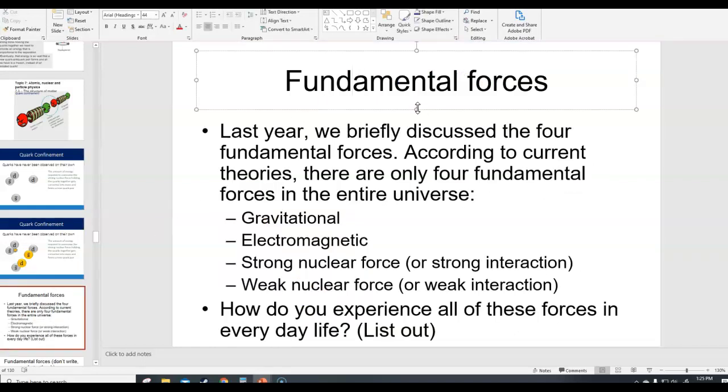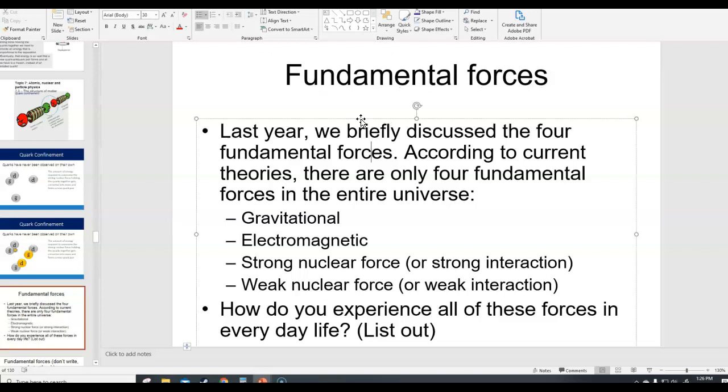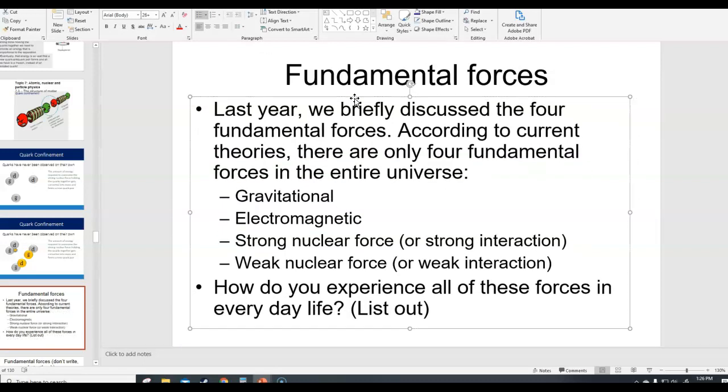Okay, so let's move on and get to the third type of elementary particle, but first let's briefly review the 4 fundamental forces. We've talked about these fundamental forces before, but according to relatively current theories, within the last 40 or 50 years, there are only 4 fundamental forces in the entire universe. Those forces are the gravitational force, the electromagnetic force, the strong nuclear force, which is also sometimes called the strong interaction, and the weak nuclear force, which is also sometimes called the weak interaction.